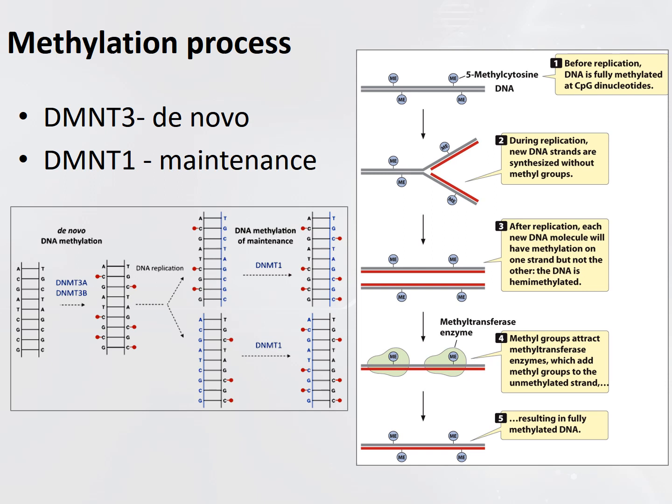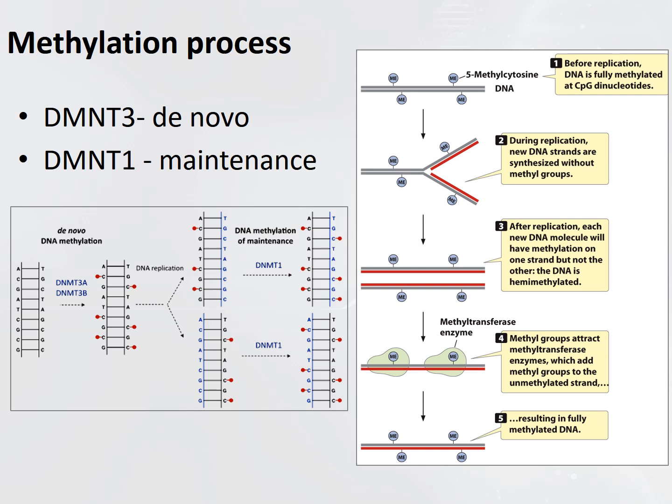Let's now take a look at DNA methyltransferases. There are two major classes, de novo and maintenance. De novo methyltransferases add methyl groups to previously unmethylated cytosines. They are part of the DNMT class 3. And that happens mostly during embryonic development or in response to environmental agents. Maintenance methyltransferases, DNMT1, maintain the methylation pattern on replicated DNA.